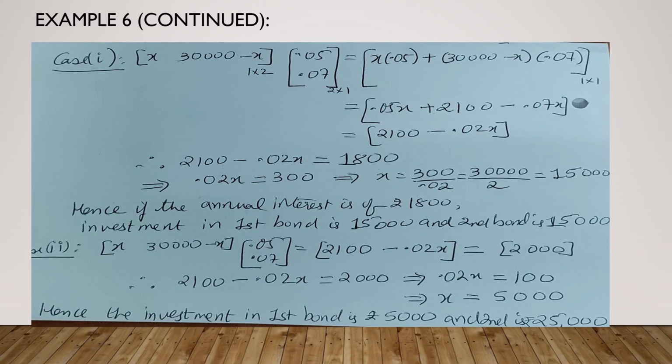Second case you want your annual interest to be rupees 2000. So repeat the same procedure, but over here the right hand side is 2000. So you simplify the equation, same equation, 2100 minus 0.02x. Here it is equal to 2000, gives you x equal to 5000. So in the second scenario, the investment in the first bond is rupees 5000. So in the second bond, it will be 30,000 minus 5000, which is 25,000.